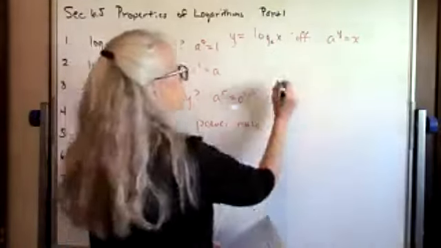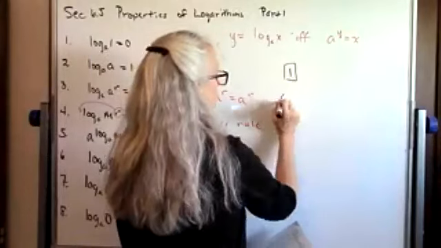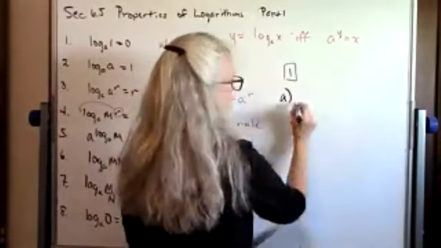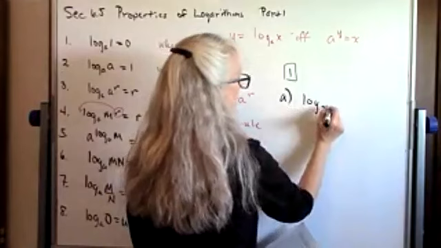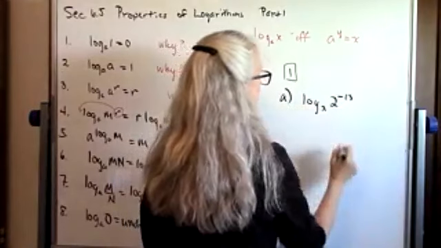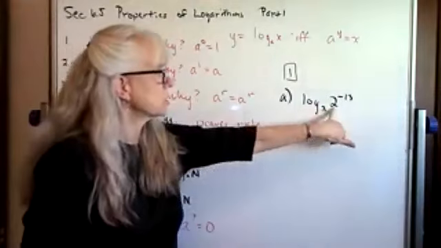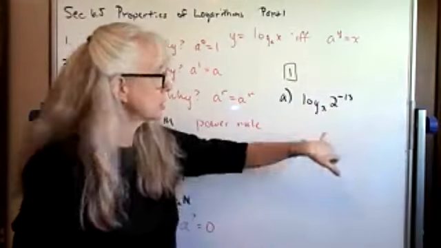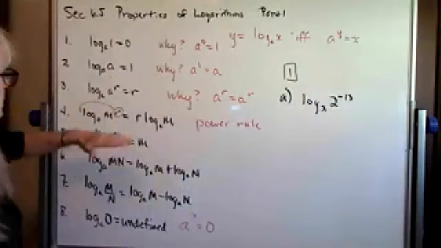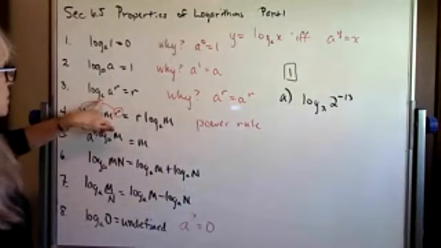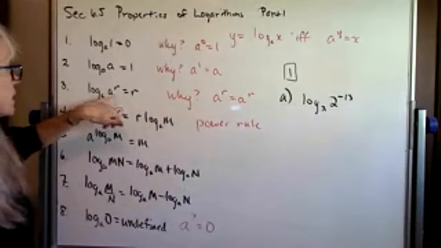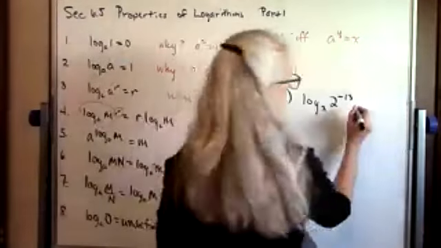So in example 1, part A is asking us for the log base 2 of 2 to the negative 13 power. When I look at that, I notice that the base and the argument are the same number. So we're going to use property number 3. If the base and the argument are the same, then the answer is the exponent. So this is equal to negative 13.